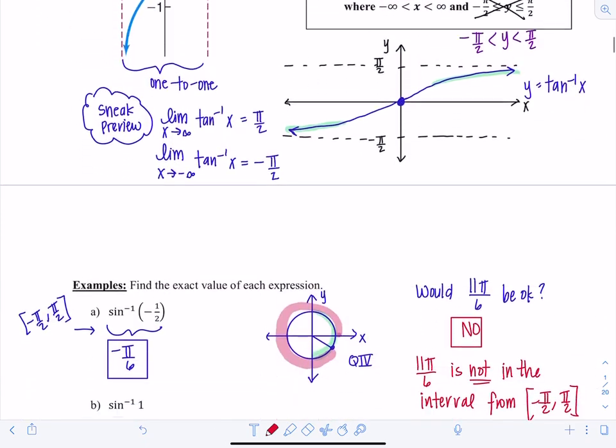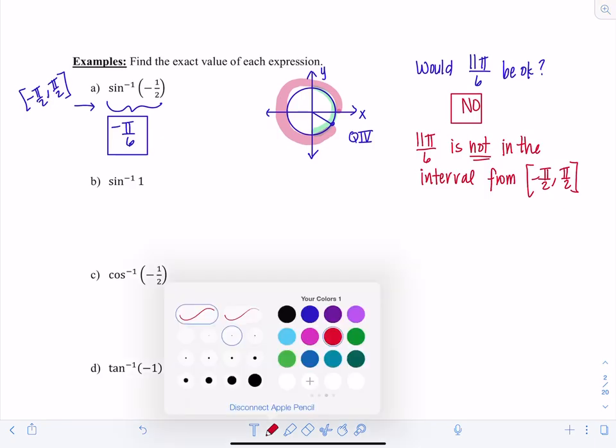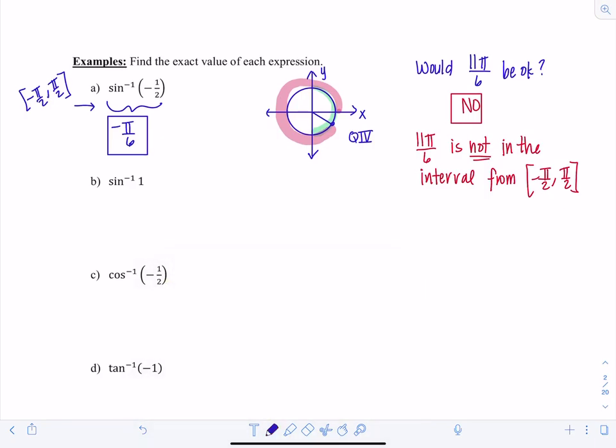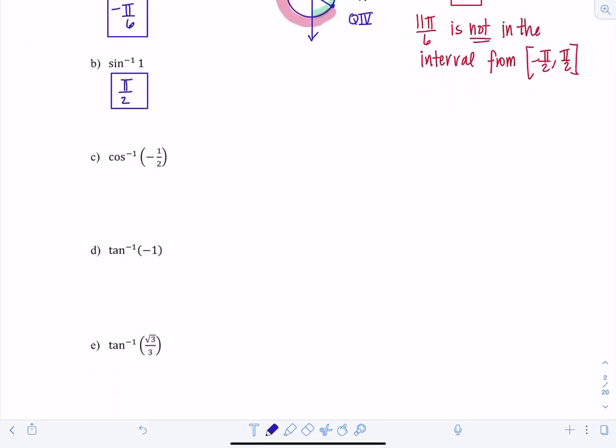All right, now that I've stressed that, let's move on to the next one. So sine inverse of 1. When is sine equal to positive 1? Imagining your unit circle, it'll be up at the top at pi over 2. Okay, that's it. No work really to show, right? As long as you know your unit circle, this shouldn't be a big deal.